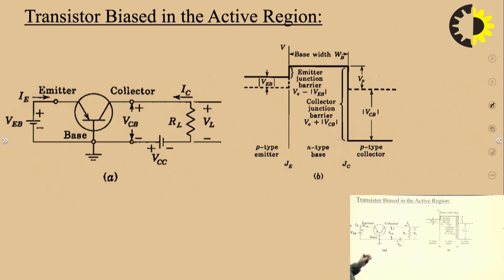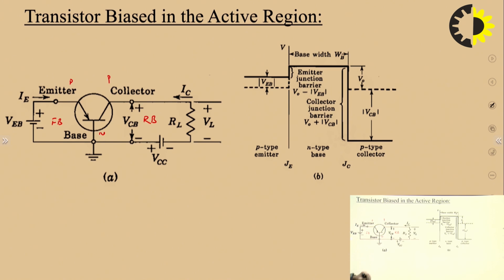This configuration shows the transistor is in the active region. Why? Because this junction is connected in forward bias. You can see here, this is a PNP transistor. P is connected with positive, N is connected with negative. So this junction is in forward bias, and this junction is in reverse bias. That's why this transistor will be acting in the active region, and will be acting as an amplifier as well.